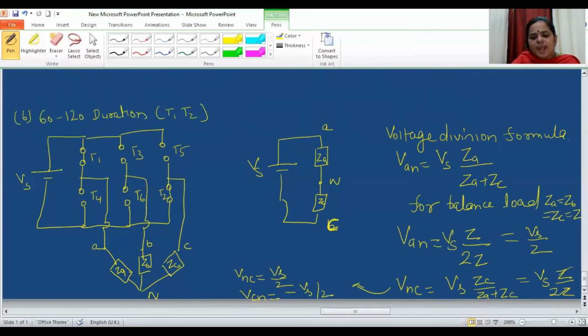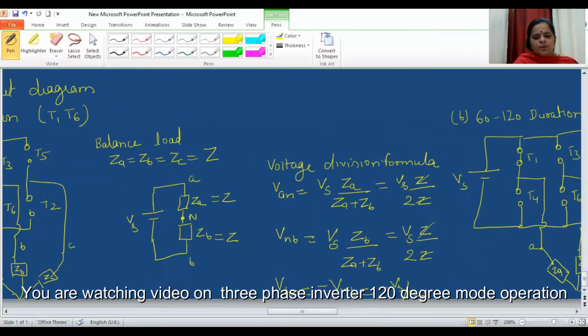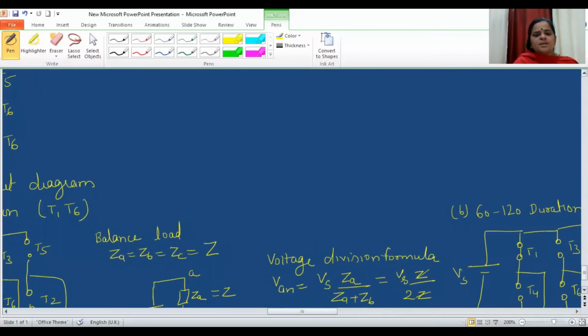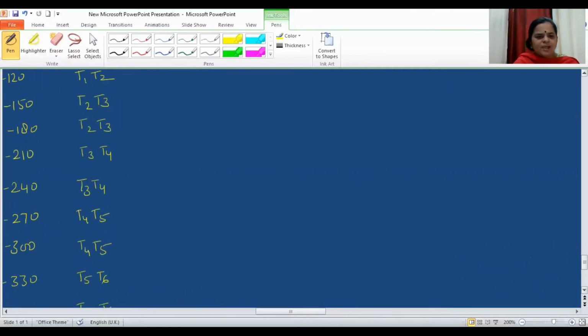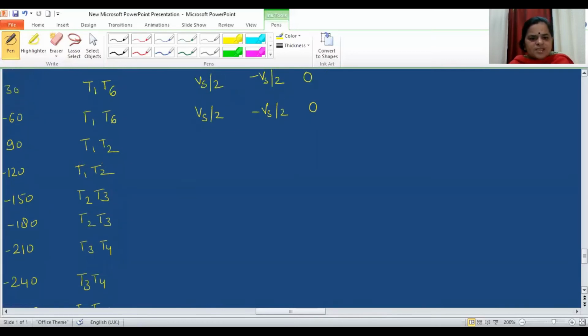So what is VAN? VAN is Vs by 2, VBN is 0, and VCN will be minus Vs by 2. So what I can write? Now when T1, T2 are conducting, what is the value I am getting? Vs by 2, 0, and minus Vs by 2. Then again Vs by 2, 0, minus Vs by 2. So this is how we are going to get.